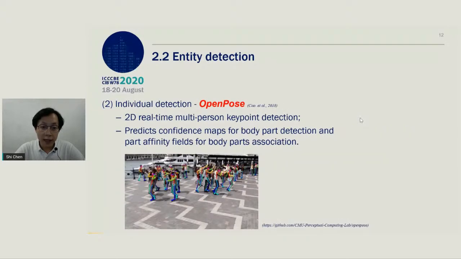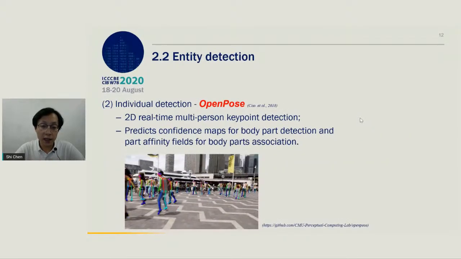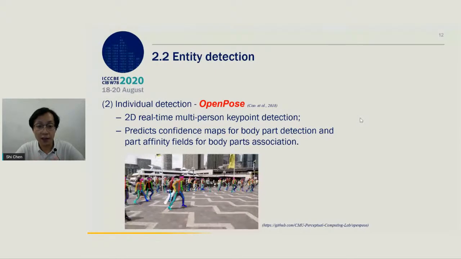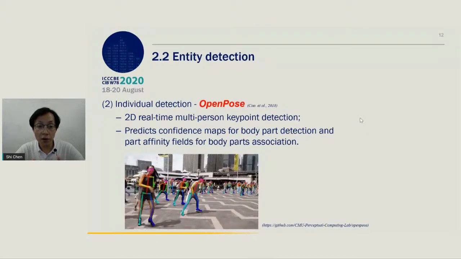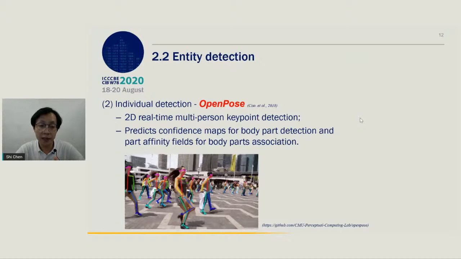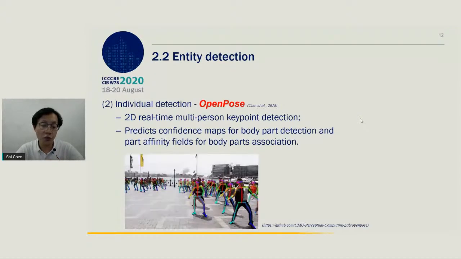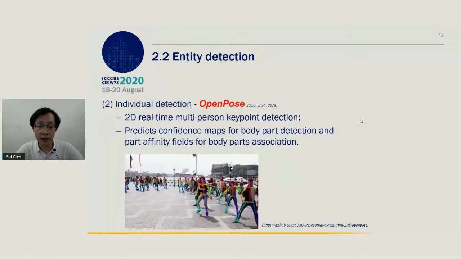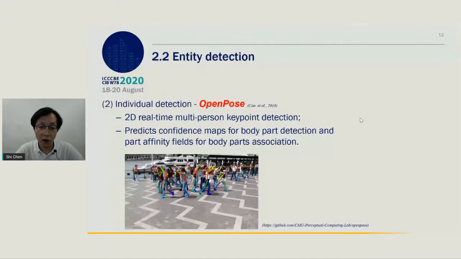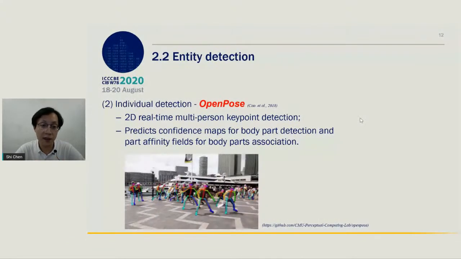Then for the individual detection, we employed a very popular and state-of-the-art human pose estimation model, OpenPose, which estimates 2D real-time multi-person key points using a two-branch multi-stage architecture and outputs this kind of multi-person key points.